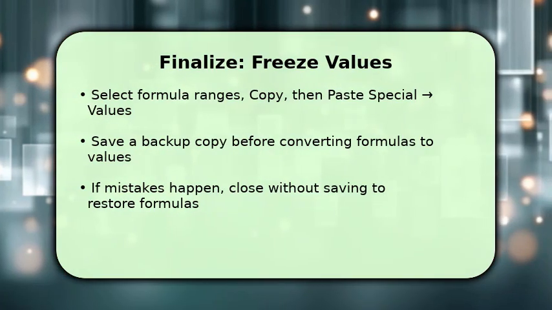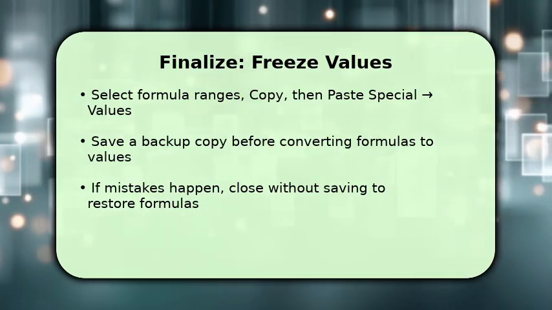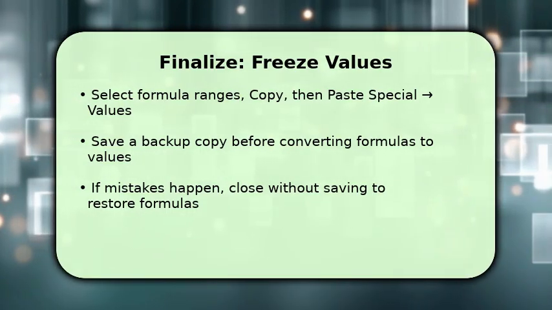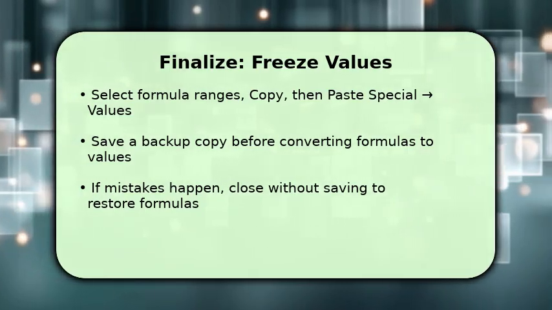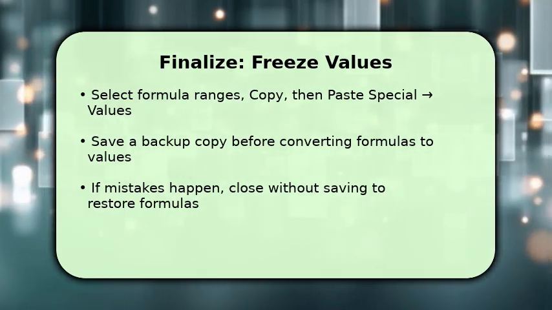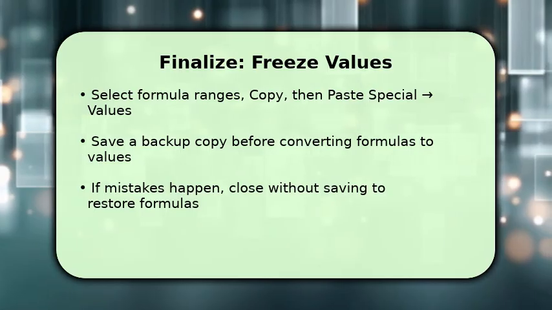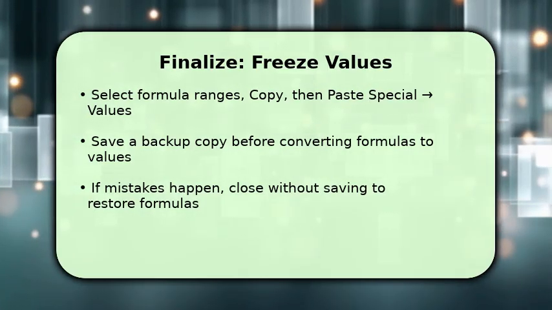To permanently stop calculation for a range, convert formulas to values. Select the cells, copy, then Paste Special > Values. This removes dependency on Excel's engine. Once done, save a backup so you can recover formulas if needed. Make sure manual calculation is still set if you plan more edits, otherwise Excel may recalc after toggling.